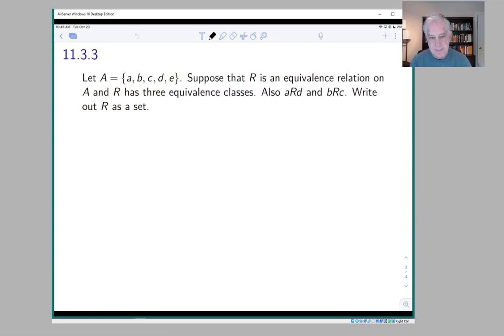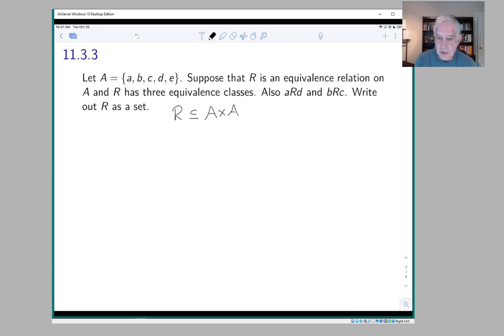So problem 3 says, suppose that you have a set with 5 elements, A, B, C, D, E, and suppose that you have an equivalence relation on it. And you know a few things about this equivalence relation. You know that there are 3 equivalence classes, and you know that A is related to D and B is related to C. And the problem is to write out R as a set. So remember, R as a set means you're going to be writing out R as a collection of ordered pairs in A cross A.